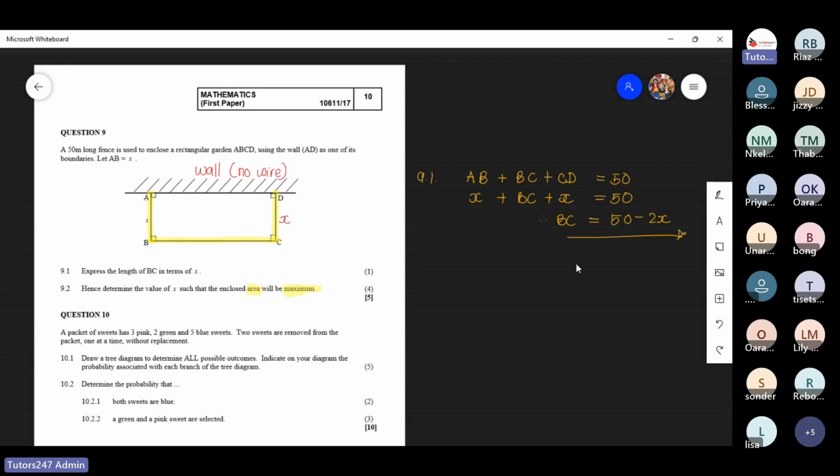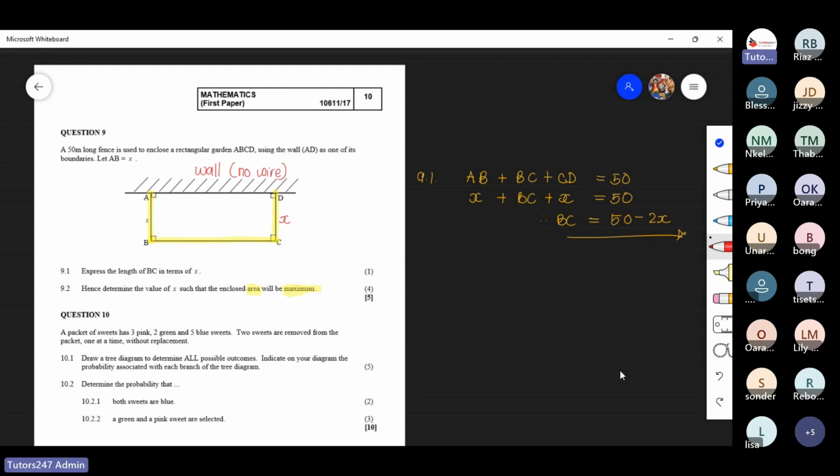Now, let's look at the first one, area. We are told that the enclosed area, which means this part inside the fencing, needs to be maximum. But if you notice, this question is kind of similar to 8.3. That area that I've highlighted in red, that's the area that needs to be maximum. Now, if you remember in question 8.3, we were told to find the value of the maximum.